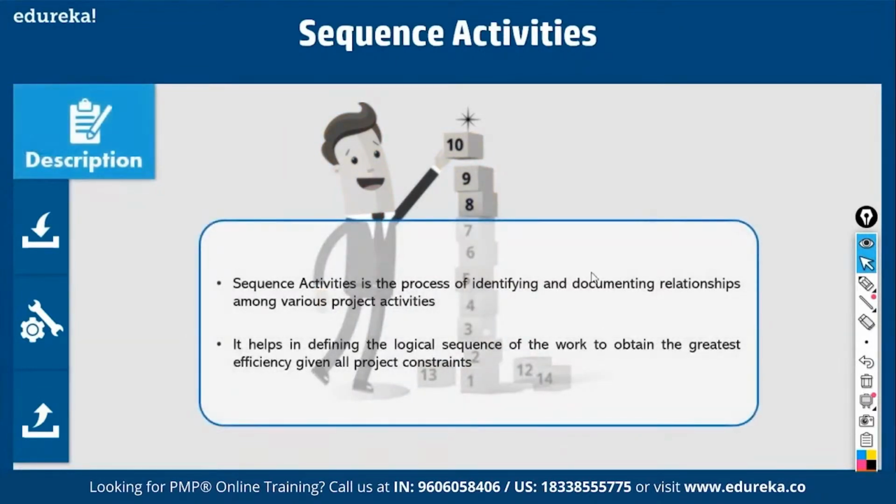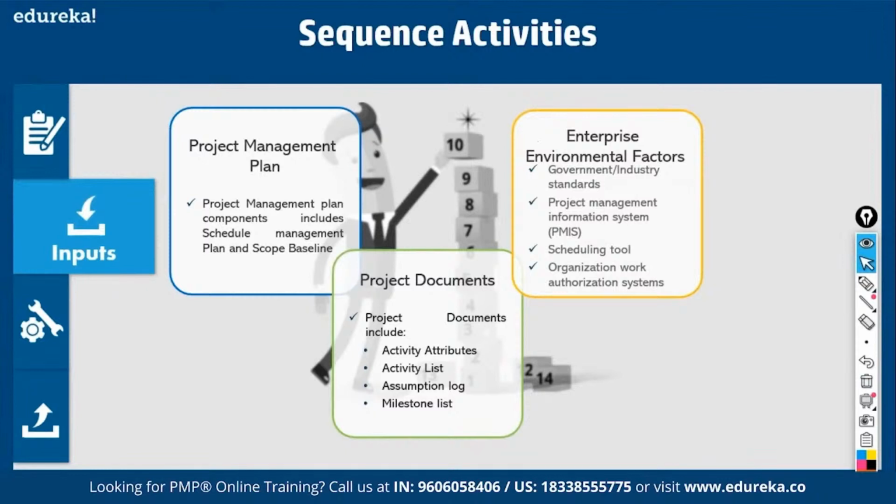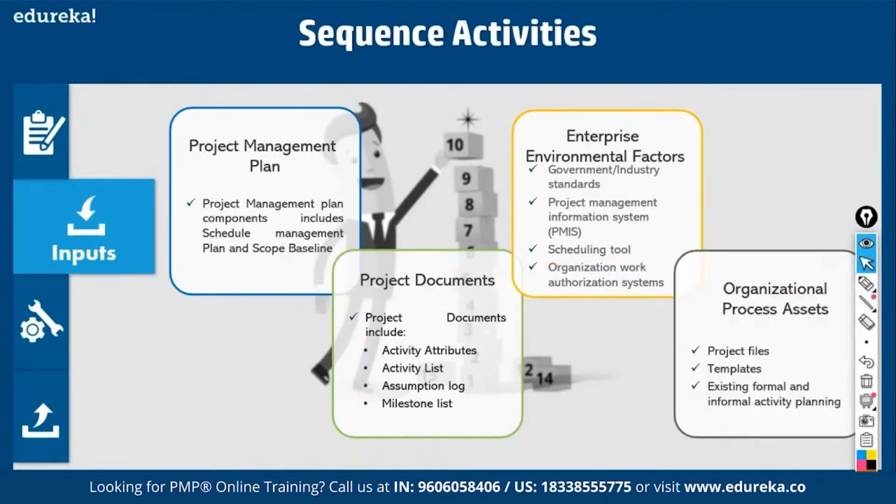This is a process of identifying and documenting relationships among various project activities. The project management plan tells you how to decompose the scope baseline into activities and how to sequence them. So what are the project documents you require? You require a list of activities to be sequenced, their activity attributes, and the assumptions and milestones. Then enterprise factors, any PMIS. What is a PMIS? Any scheduling tool or sequencing tool that you use, right? Any work authorization system, right? If there are any government standards, you have to adopt them. Then organizational processes, project files, templates, etc.